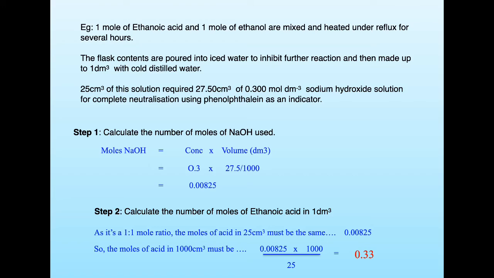What does that tell us? Well, that tells us that we had that many moles of ethanoic acid in the reaction mixture. So the reaction vessel with an equilibrium of these different substances, we had 0.33 moles of the acid.